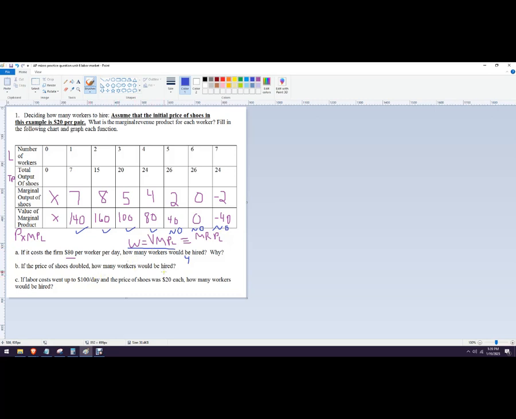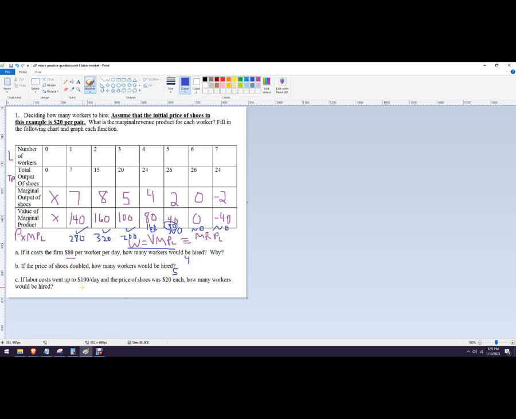If the price of shoes doubled, how many workers would be hired? So now it'd be $40, or you can just multiply this by 2. So that would be 280, 320, 200, 160, 80. And that last one doesn't matter. So now it's 5. I'm going to hire 5 workers because now the value of the marginal product of labor, or the marginal revenue product of that fifth worker, now equals the wage.